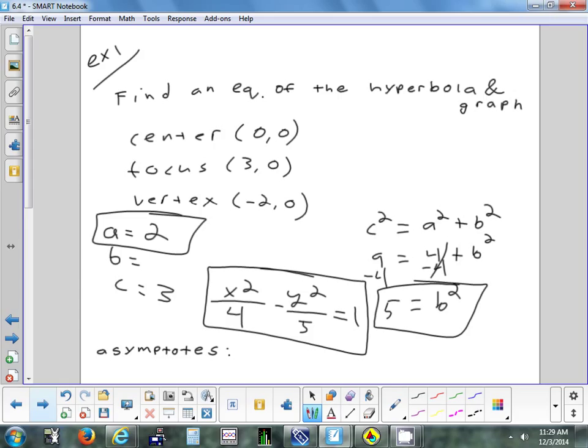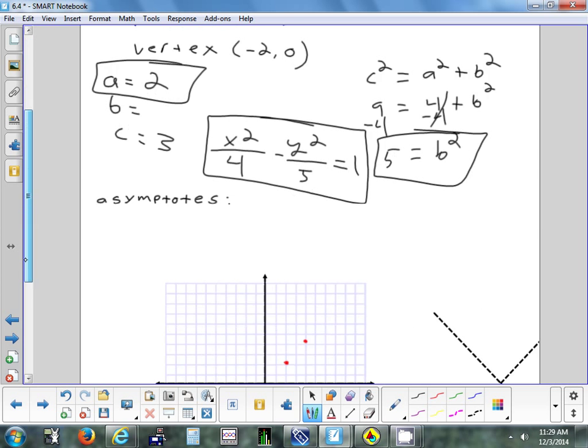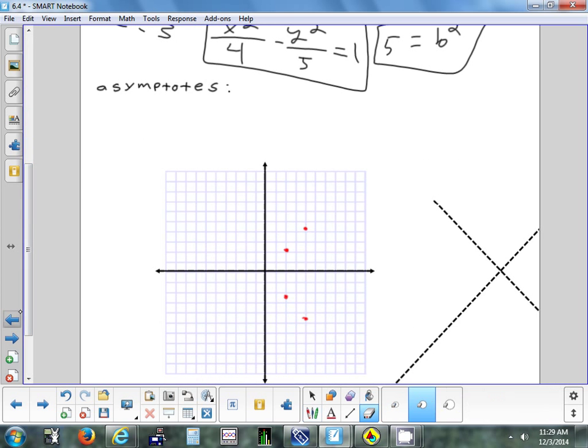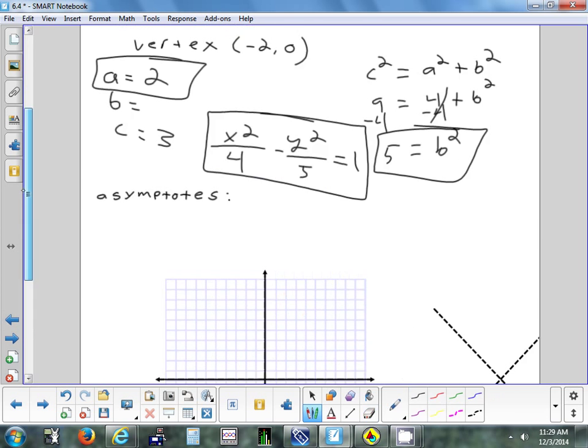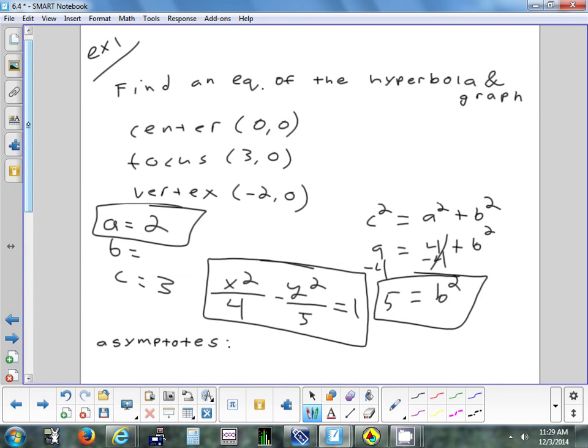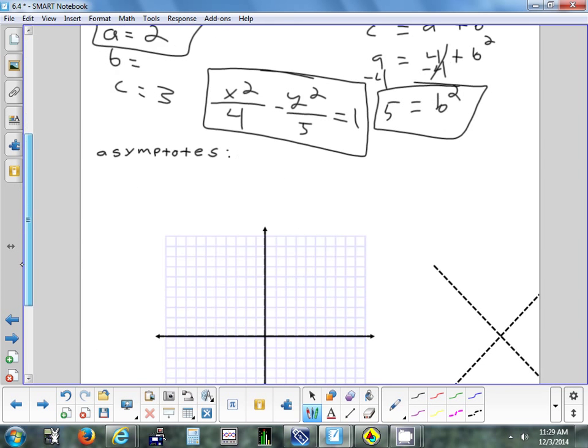Right, now let's graph it. Only 2 things you need to graph a hyperbola. You need to know where the vertex is, and you need to draw those diagonal lines. That's it. Okay, let's start with the vertex. They tell me that I have a vertex at -2, 0.